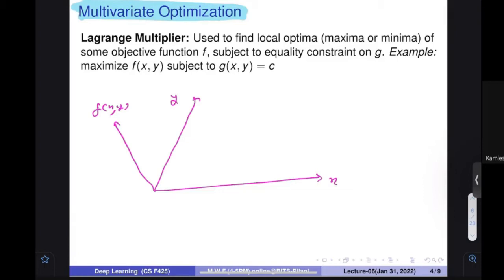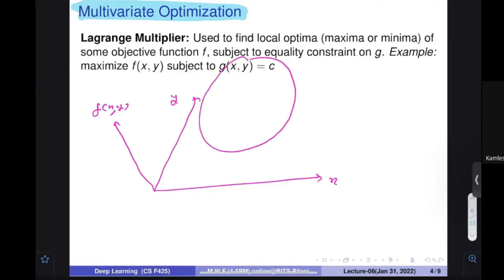Just for the sake of example, let us consider that that particular surface is a circle or a ball. Can you consider a ball over here? Just assume that there is a ball.